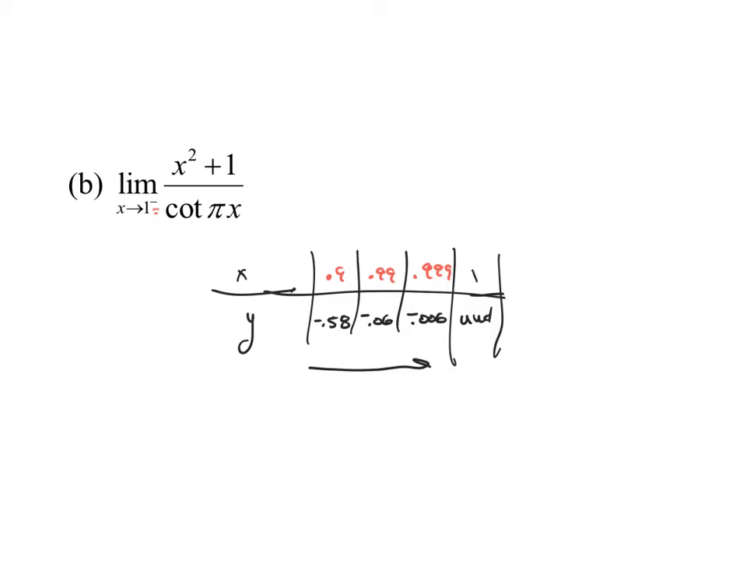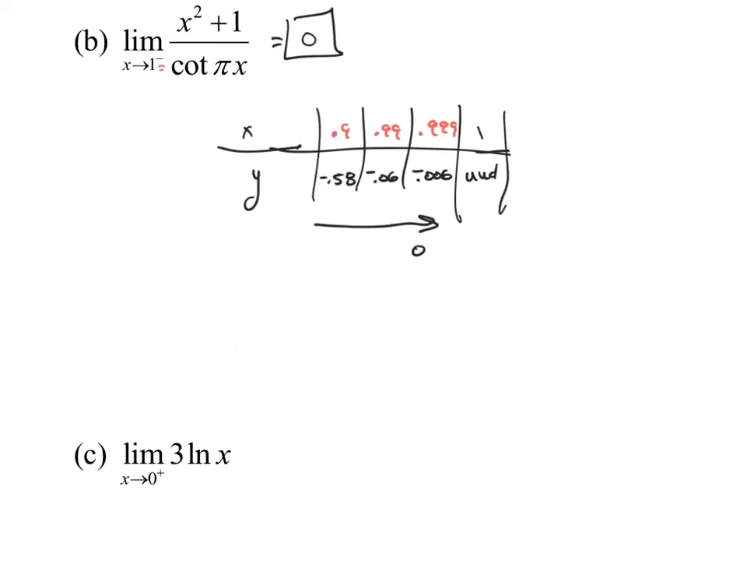So what happens as I get closer and closer to 1 from the left looks to me like those numbers are getting smaller and smaller and smaller and actually approaching 0. So the limit as x approaches 1 from the left of x squared plus 1 all over cotangent of pi of x should indeed be 0. Okay, let's continue on with part C.